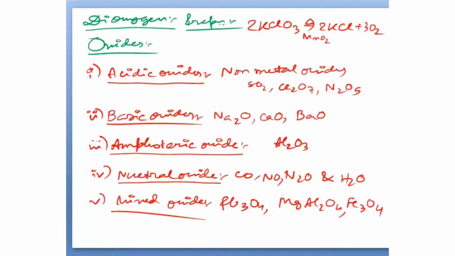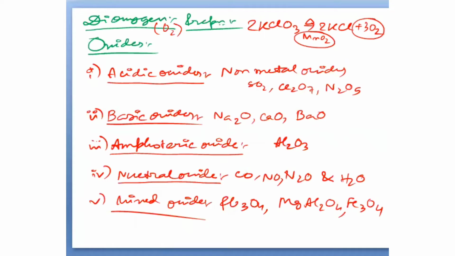Next is dioxygen. So dioxygen is very important, right? Because we can't live without it. So its preparation reaction, we have all read it from our childhood. That is 2KClO3. If we heat it in the presence of MnO2, it gives us 2KCl plus 3O2.